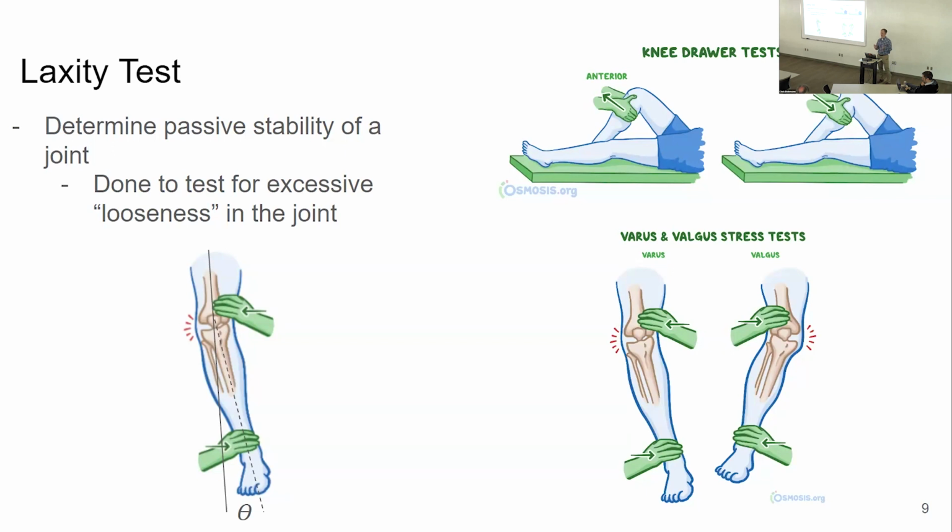And then varus is like bow-leggedness. You keep your thigh in the same position and then move your foot inward. And then valgus is like knock-kneed, I think is what they call it. And you move your calf outwards.